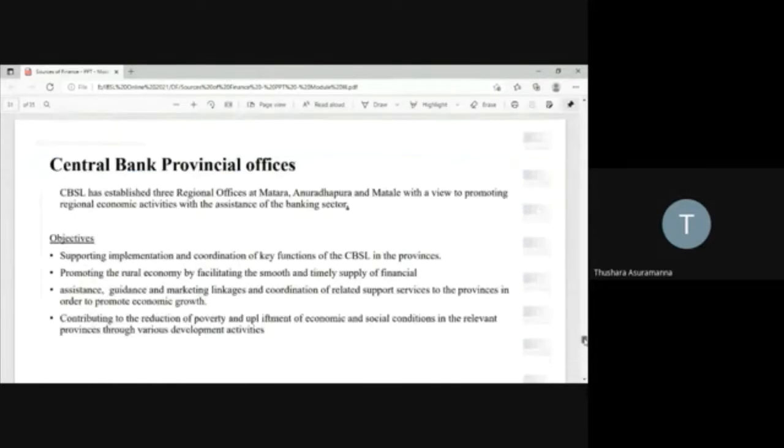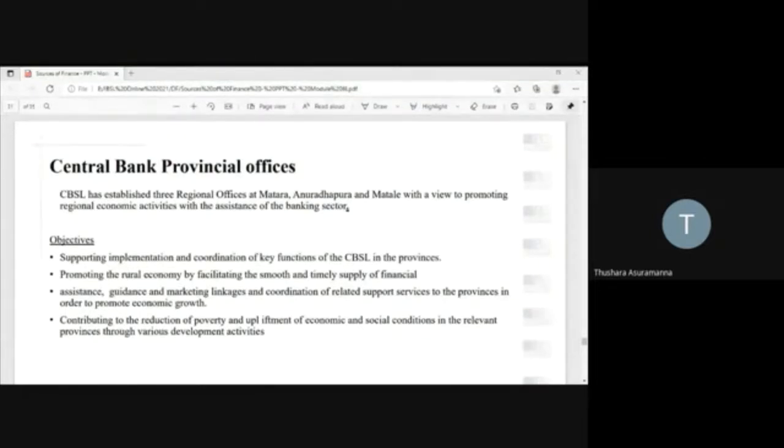This is basically the central bank provincial office, because the reason I wanted to include this is that in the recent past we haven't seen anything tested, but previously there were a couple of questions to write a short note on the central bank provincial office. There were some questions set. So that's why I have put the central bank provincial office, their objectives and functions. So please read through and keep this in memory, because sometimes there may be a chance that he can repeat this question.